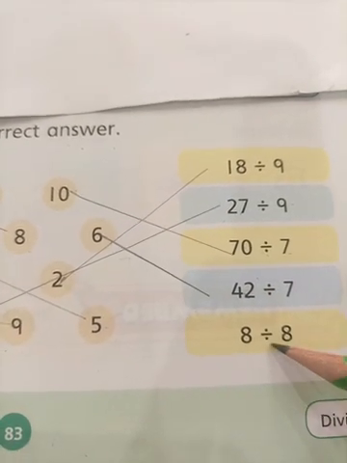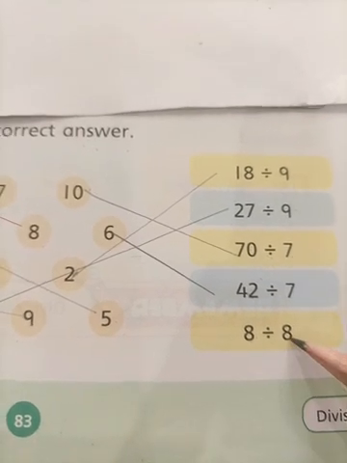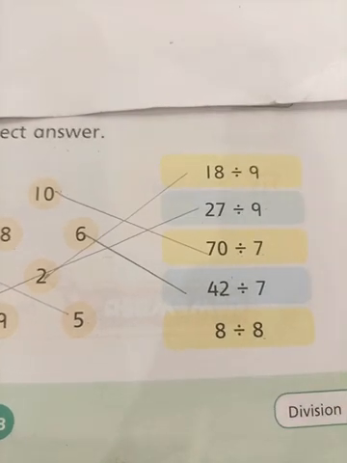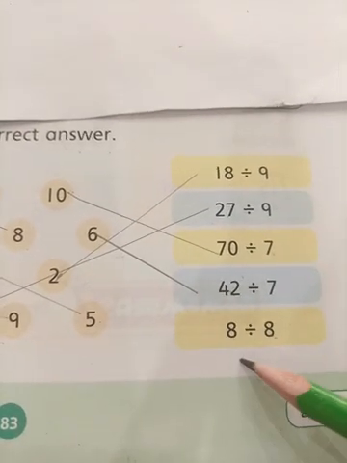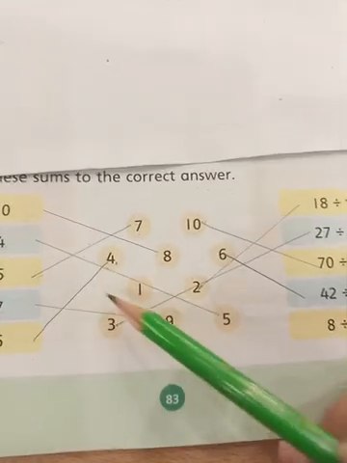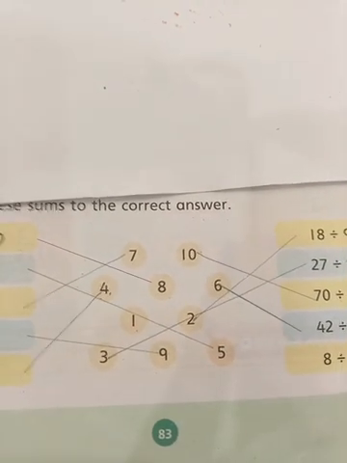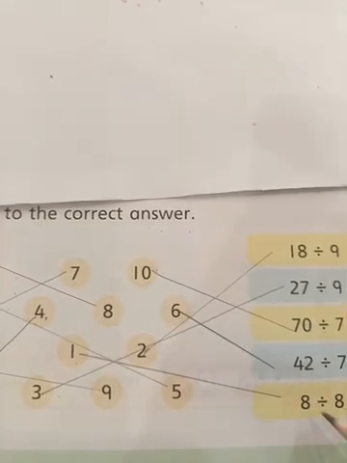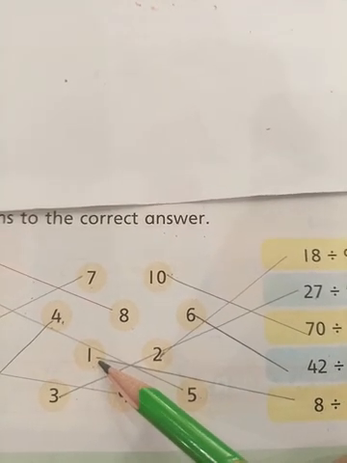Next is 8 divided by 8. Students, look at this. We are going to read the table of 8 until we get the number 8. This is very easy. As we know that 8 ones are 8, so our answer is 1. Let's find the 1 here. Here is the 1. Let's join it by using a line. Students, can you see the line? Here is 8 ones are 8 and our answer is 1, that is here.